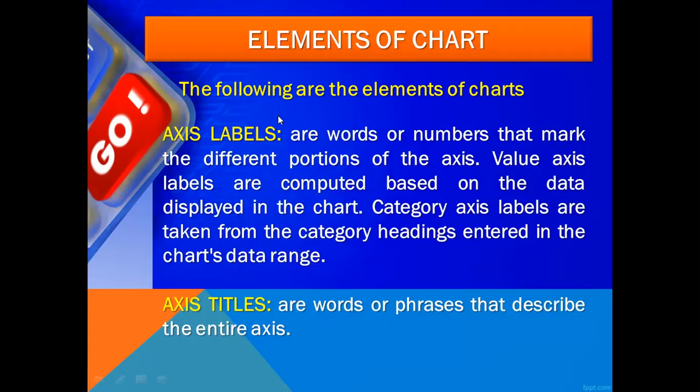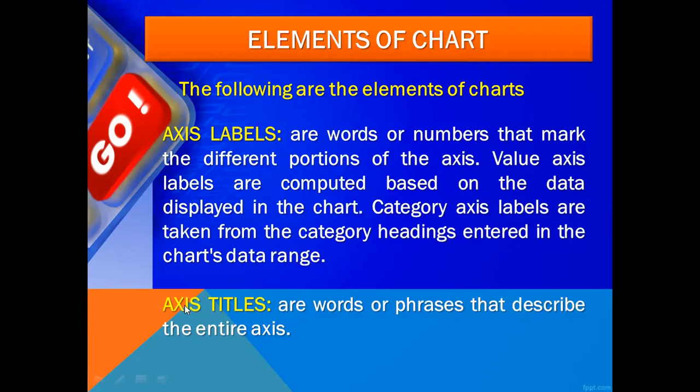Now we'll discuss the labeling of axes. Axis labels are the words or numbers that mark the different portions of the axis. Value axis labels are computed based on the data displayed in the chart. Category axis labels are taken from the category headings entered in the chart's data range.